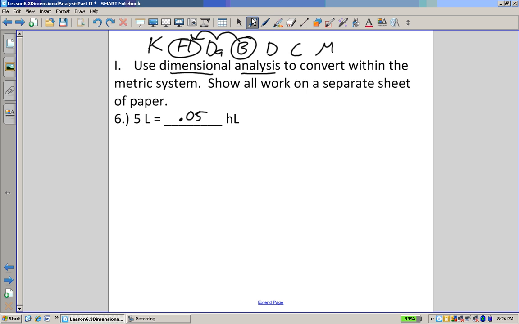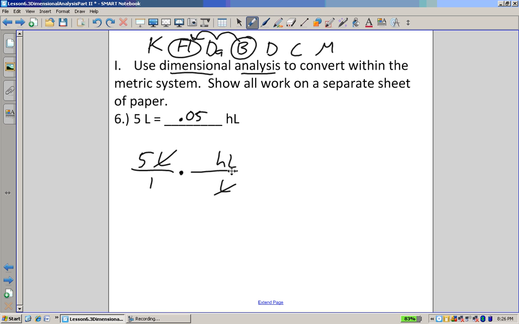Let's put the 5 liters over 1 times blank fraction. Liters are on top here, so we're going to put liters on the bottom over here. That way, we've got 1 in the numerator, 1 in the denominator. They're going to divide to 1. I want hectoliters on top because that's what I want to convert into.